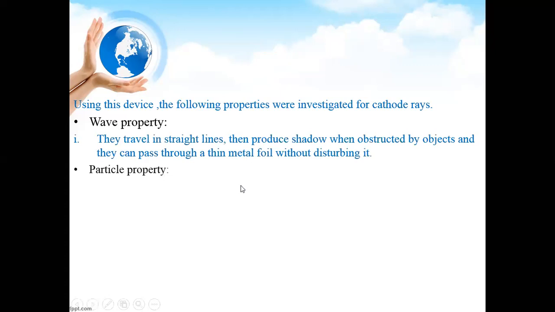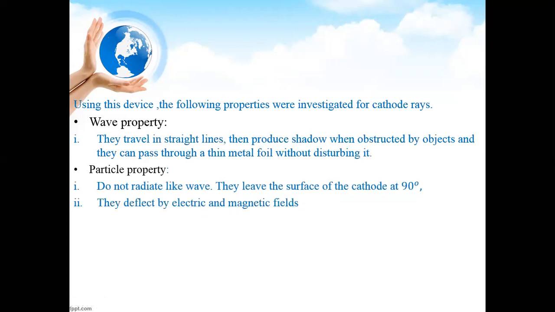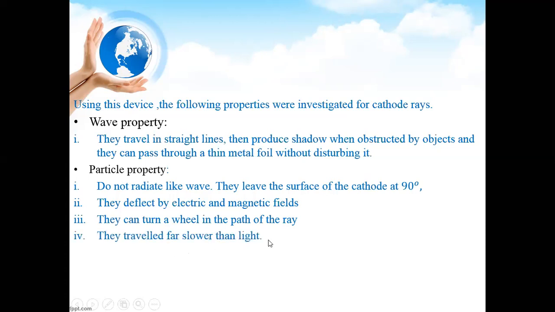Particle property, on the other hand: they are very slow. They do not radiate like a wave. They leave the surface at 90 degrees. They deflect in electric and magnetic fields. If there is a magnetic and electric field, you can observe the particle property of the cathode rays. They can turn a wheel in the path of the ray, as they have that much energy, and they travel far slower than light.